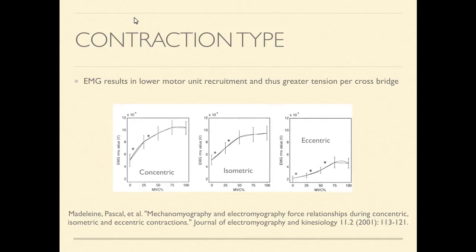Now, why are eccentric contractions ideal? Because if you look at electromyography for concentric, isometric, and eccentric contractions, there's less EMG activity in the eccentric. So what this basically means is there's greater tension per cross bridge with the eccentric than the concentric contractions.